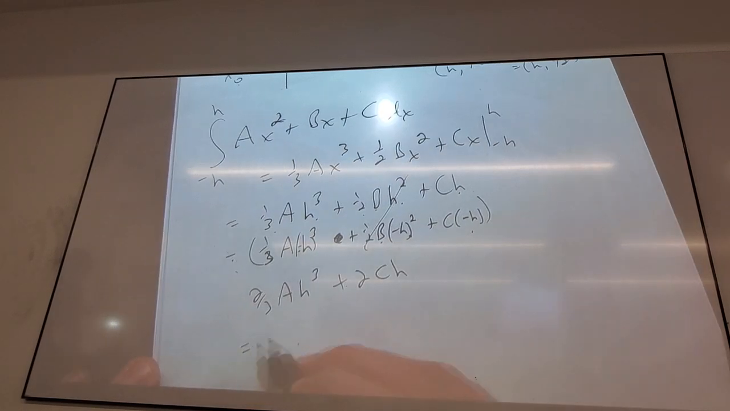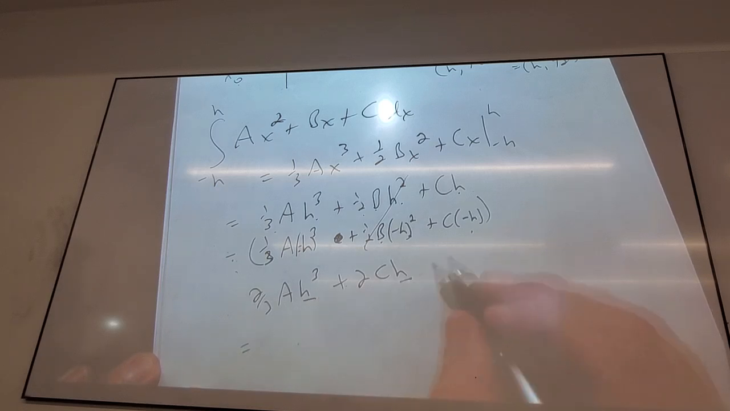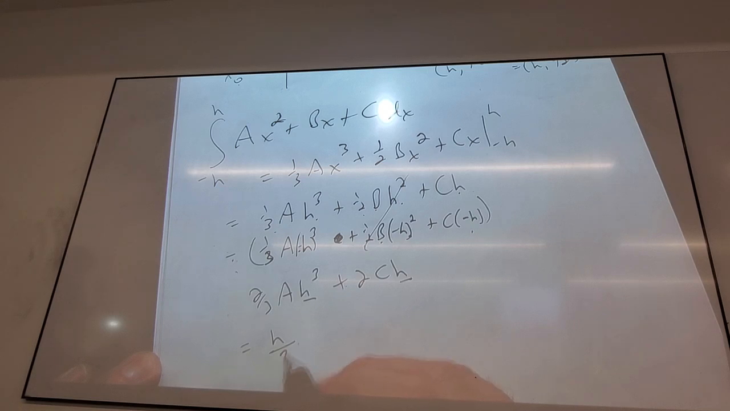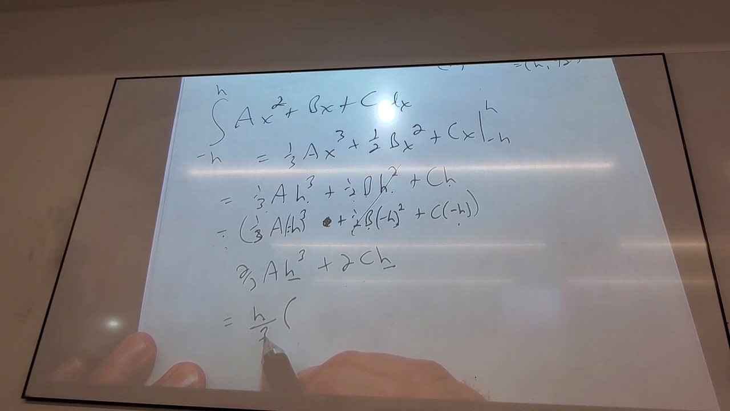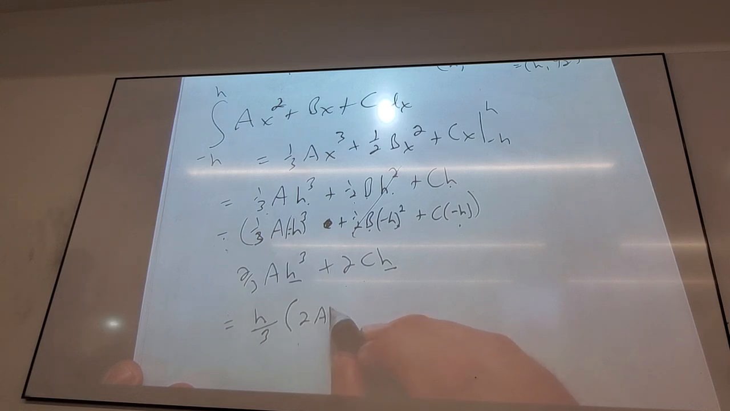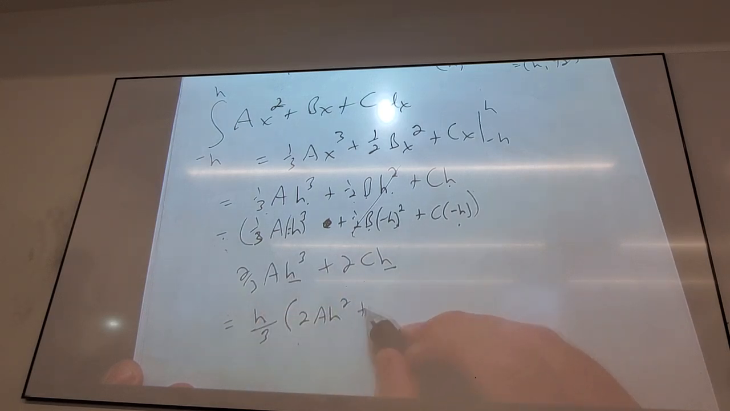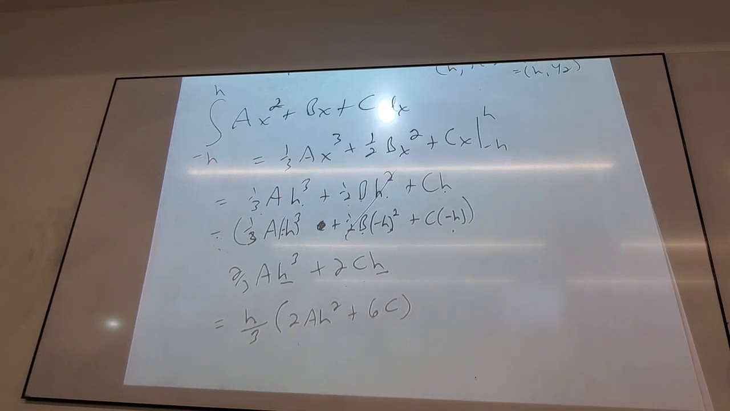Let me do one thing to this. Help me out, guys. Do you see how they both have an h in them? So I'm going to factor out an h. And I'm going to factor out a 1/3. See if you guys are cool with this. Do you see that? When I take out a 1/3, I actually do what to the things on the inside? Multiplied by 3, yes. So this would become 2ah squared, because it took one of the h's, plus 6c, because I took its h. Okay.